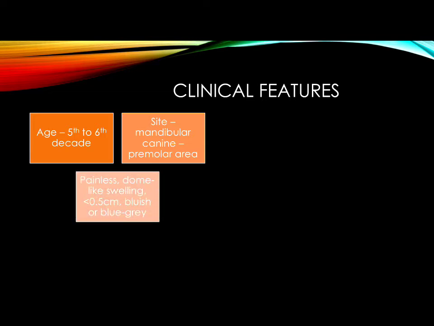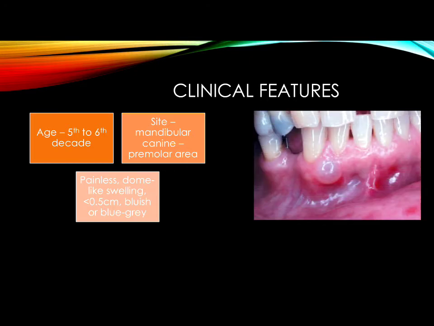Now, this cyst is going to appear clinically as a well-defined painless dome-shaped swelling which is most commonly smaller than 0.5 centimeter in diameter. Rarely, it may reach a size larger than 1 centimeter also. The overlying skin or the mucosa of this particular cyst is going to have a bluish to bluish grey tinge.